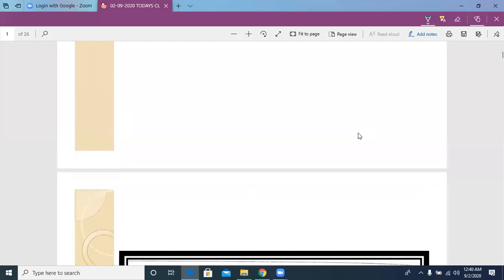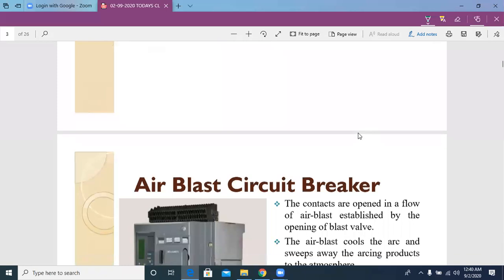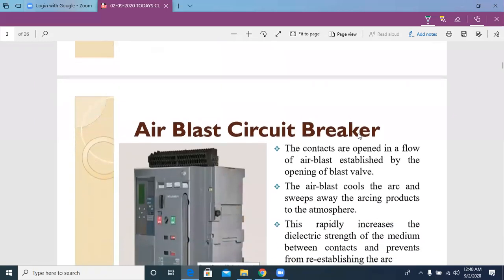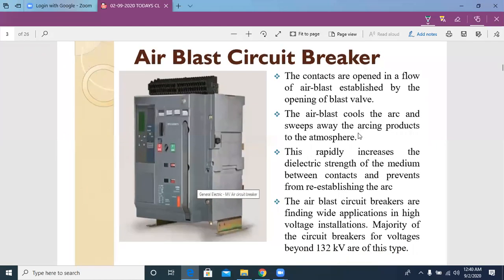It is air blast circuit breaker. So the practical view, a real view of air blast circuit breaker is like this. We know that when circuit breaker contacts open, arc is initiated between contacts. In the same way, here in this circuit breaker also, when the contacts are open, arc is initiated. But these contacts are placed in the arc chamber.